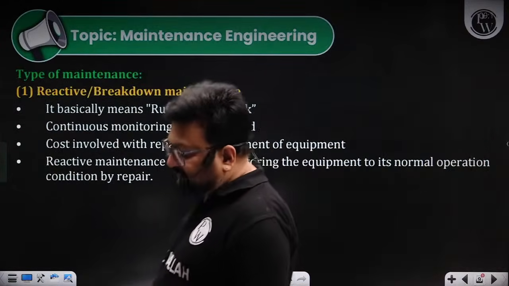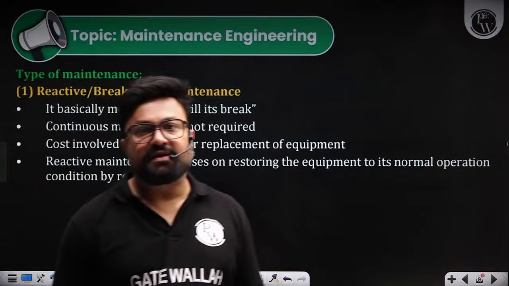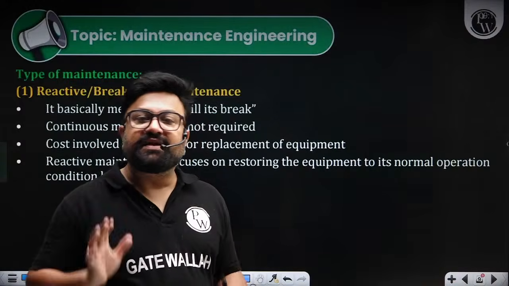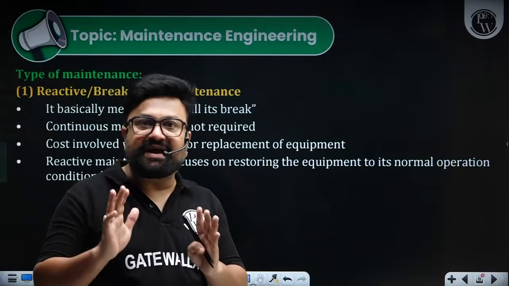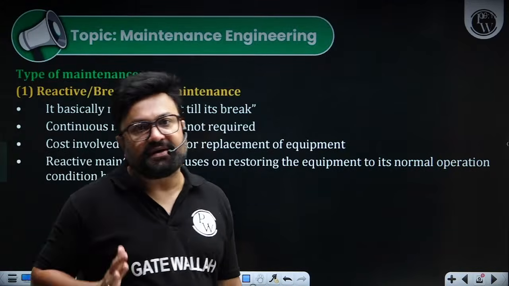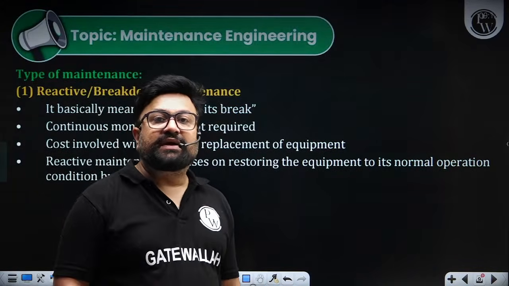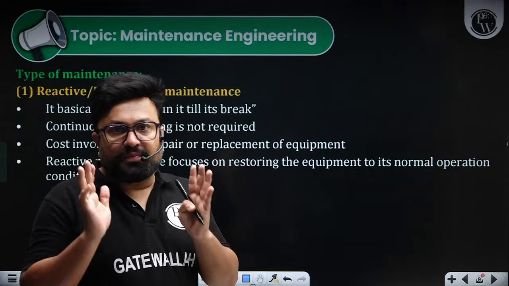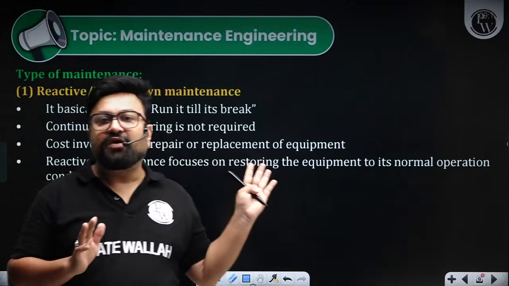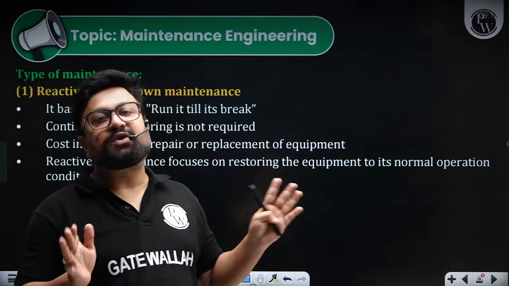So what is reactive or breakdown maintenance? It basically means run it till it breaks. You mean you are using the product till it is going to fail. After that you will provide the maintenance, right? So here there is no need to provide continuous monitoring. Okay. Also here is the cost involved with the repair or replacement of equipment.